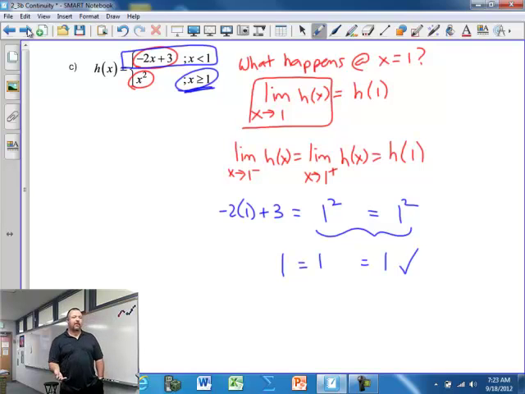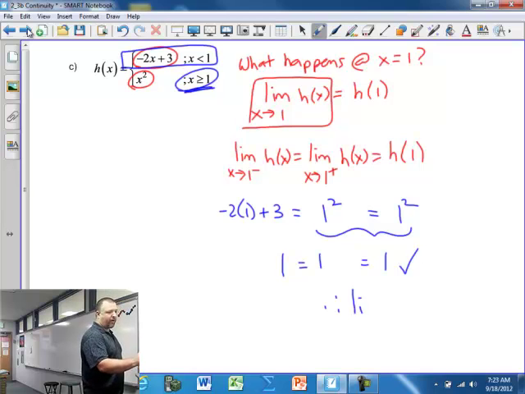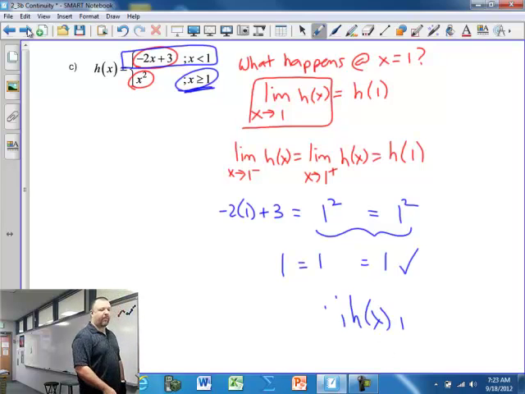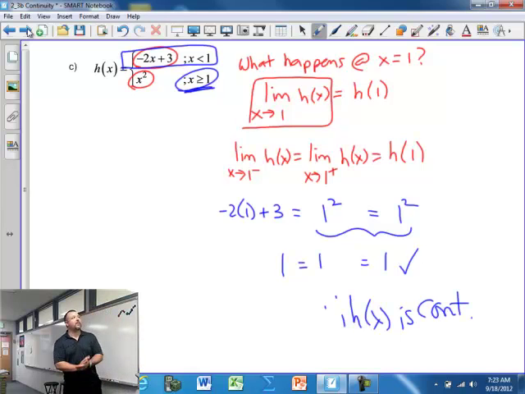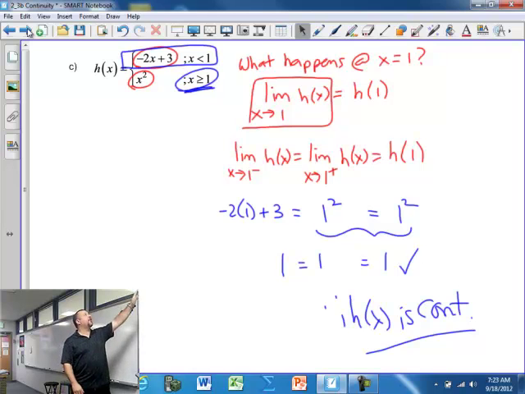So according to our definition of continuity, the left limit of h of x equals the right limit of h of x at x equals 1, and it equals h of 1. Therefore, h of x is continuous. All right? And my board from about the last 3 inches down is just horrific right now. But we're going to live with it. Okay, so that's how we use the definition of continuity to show that something's continuous or not.